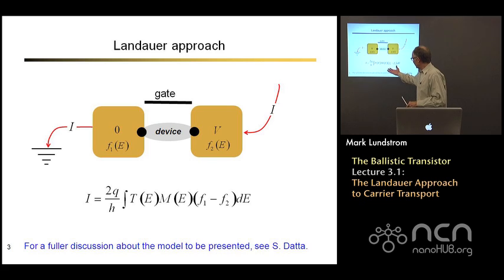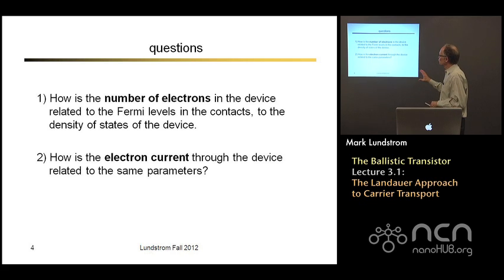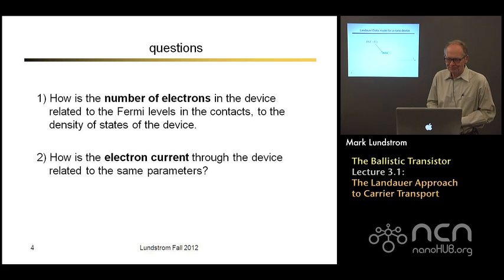So our goal today is to derive this equation, and our goal for the rest of the week is to begin understanding it more deeply and using it and applying it to MOSFETs. So there are 2 questions that we want to focus on today. How is the number of electrons in that small device related to the Fermi levels in the 2 contacts and the density of states of the device? And how is electron current related to those same parameters?